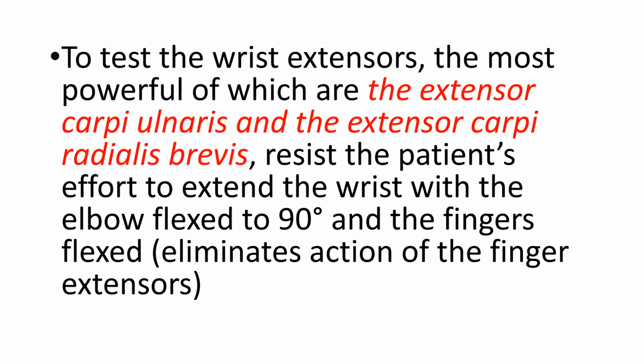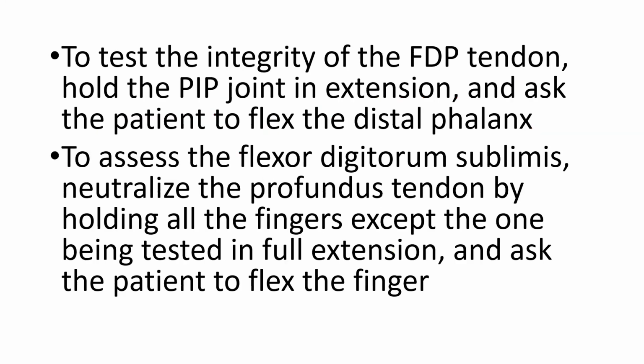You are directing the finger extensors to something else, okay, in extension, then you can test for wrist extension, which is a function of the extensor carpi ulnaris and the extensor carpi radialis brevis. To test the integrity of the flexor digitorum profundus tendon, hold the PIP joints in extension and ask the patient to flex the distal phalanx.